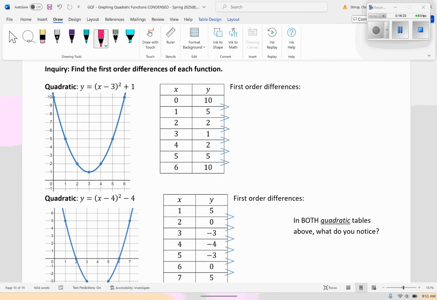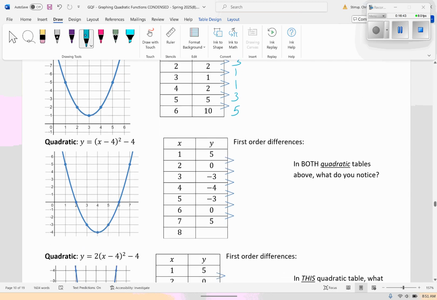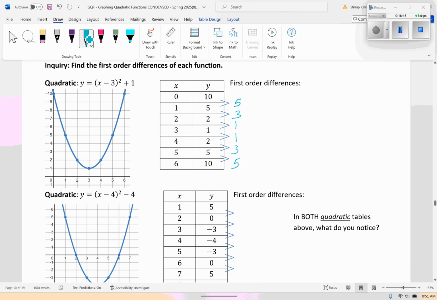All right, so things that they want us to do on here. So from 10 to 5 is 5. From 5 to 2 is 3. From 2 to 1 is 1. From 1 to 2 is 1. From 2 to 5 is 3. From 5 to 10 is 5. So notice how it's changing up a little bit. And notice these just increase by 1 each time.